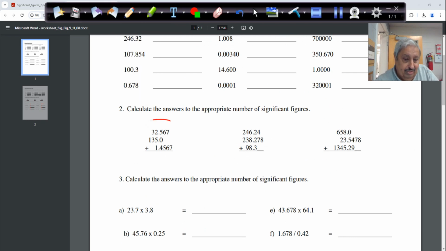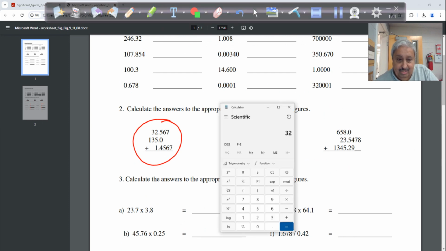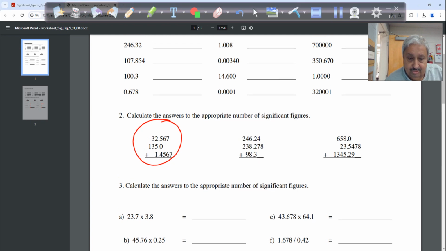So now we'll do this one here. What's the value here came out to be? Well, I did the calculator here. I'll do it for you. So we have 32.567 plus 135.0 plus 1.4567. The answer is 169. So the answer is one. Oops, sorry.